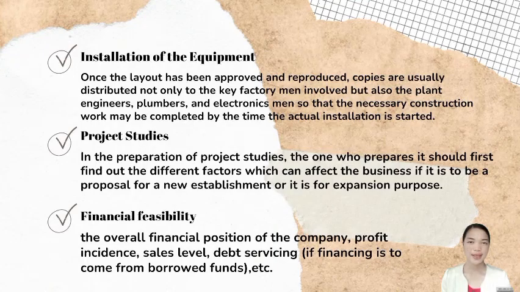installation of equipment. Once the layout has been approved and reproduced, copies are usually distributed not only to the key factory men involved, but also to the plant engineers, plumbers, and electricians, so that the necessary construction work may be completed by the time the actual installation is started.